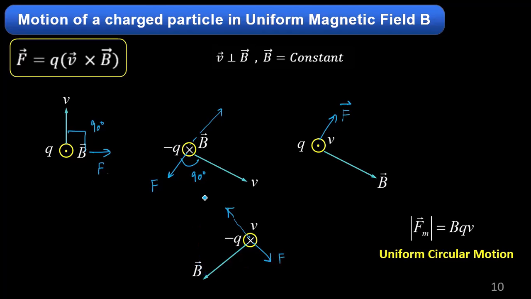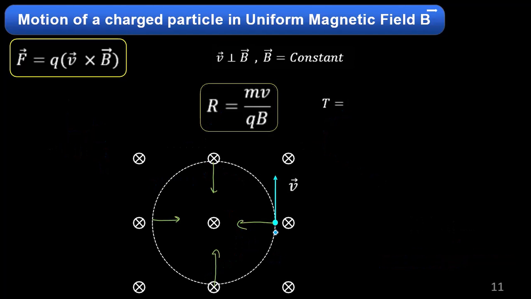Okay. So every time you have to calculate the force, and that force is called the Bqv force, or the magnitude of the force is Bqv. And since this force is always perpendicular to the velocity direction, this force will result in the particle undergoing circular motion. And that circular motion is uniform circular motion.